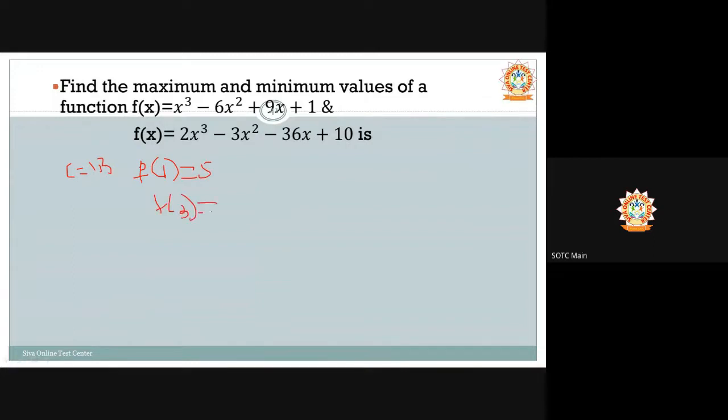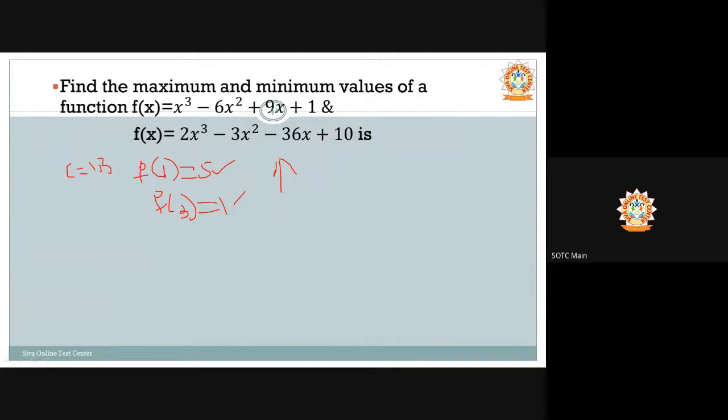Right? So now tell me from this, which one is the maximum value and which one is the minimum value? This 5 is the maximum value and 1 is the minimum value, right? Now you can say at 1 it is attaining the maximum value and at 3 it is attaining the minimum value. Right? So now try to solve the second question.